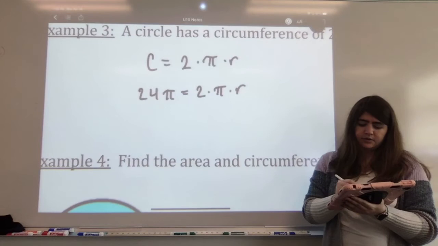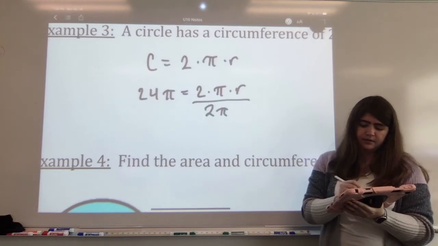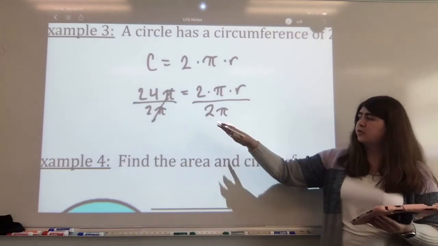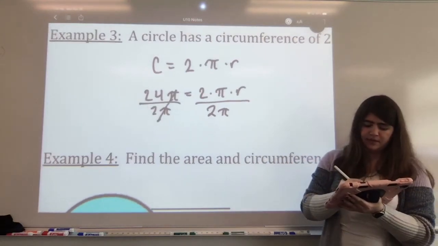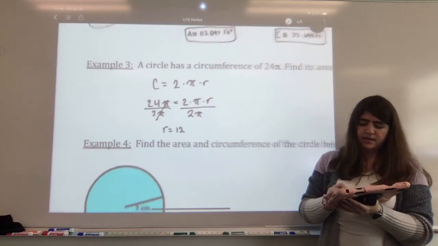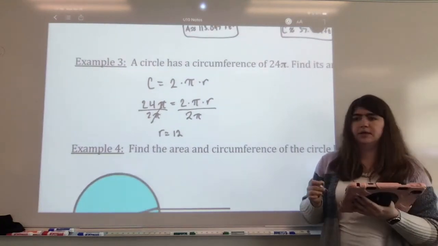So if I divide 2 pi from both sides, the pi is going to cancel, and then 24 divided by 2 is 12, so that means that my radius is equal to 12. And this is not given a unit, so 12 is all we can do.